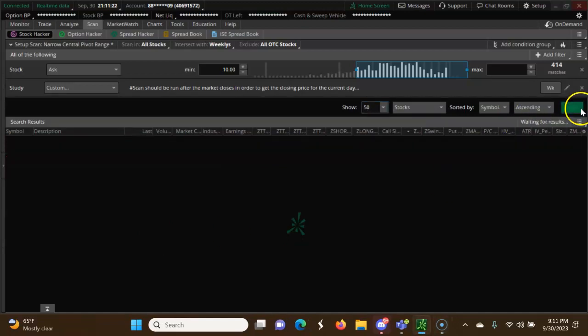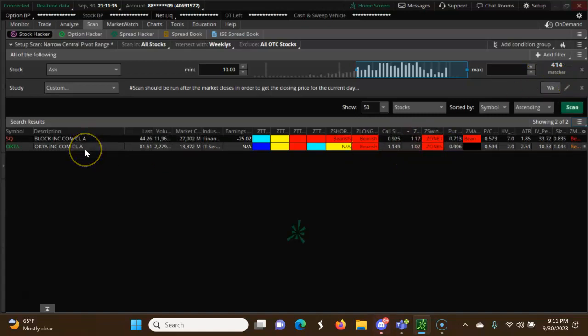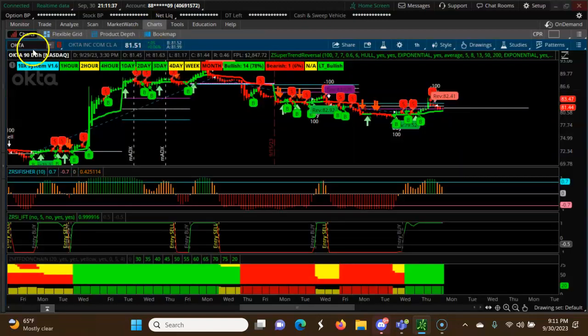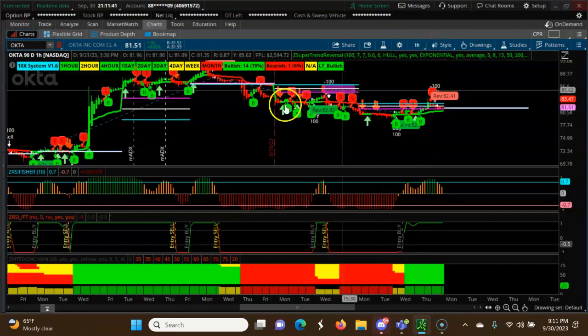So in this video, we are going to look at a narrow CPR scan for this week, and also this month. Here we are doing a narrow CPR on a weekly basis. We are getting two stocks, SQ and OKTA. Let's get OKTA. You can see a narrow CPR on the weekly time frame, 1 hour.